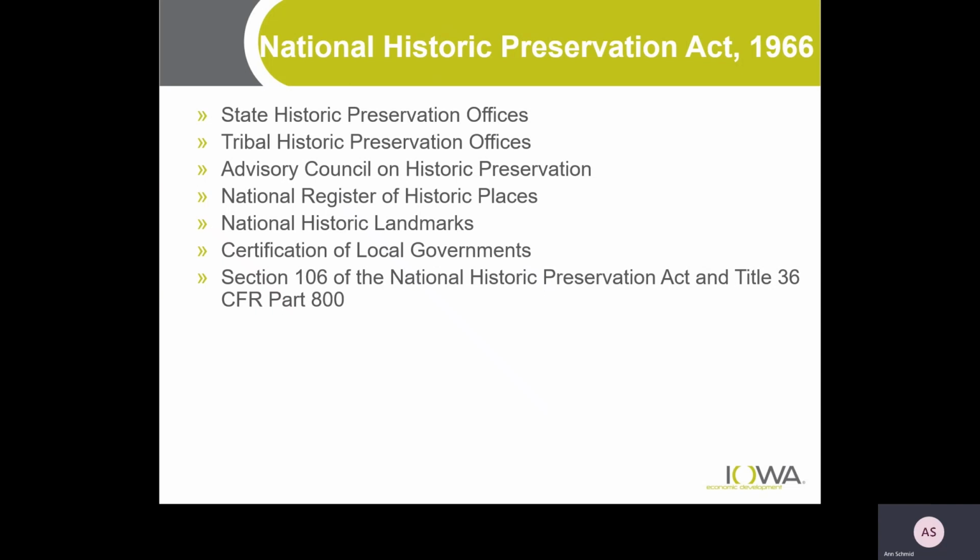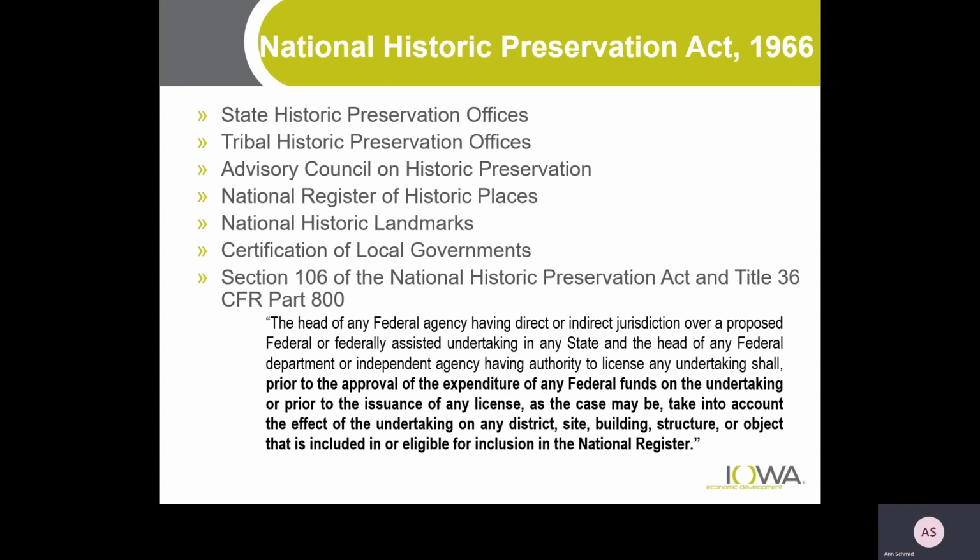projects. Section 106 states, the head of any federal agency having direct or indirect jurisdiction over a proposed federal or federally assisted undertaking in any state, or the head of any federal department or independent agency having the authority to license an undertaking shall, prior to the approval of the expenditure of federal funds on an undertaking or prior to the issuance of a license, as the case may be, take into account the effect of the undertaking on any district, site, building, structure, or object that is included in or eligible for inclusion in the National Register.